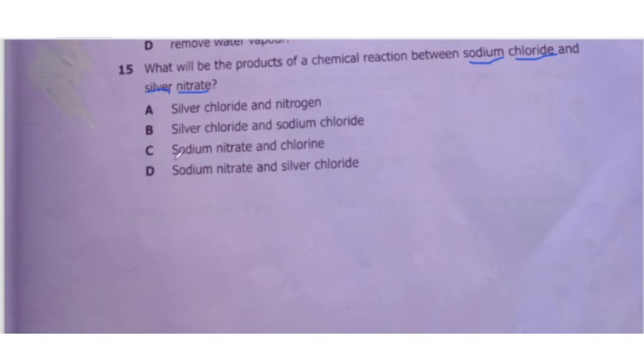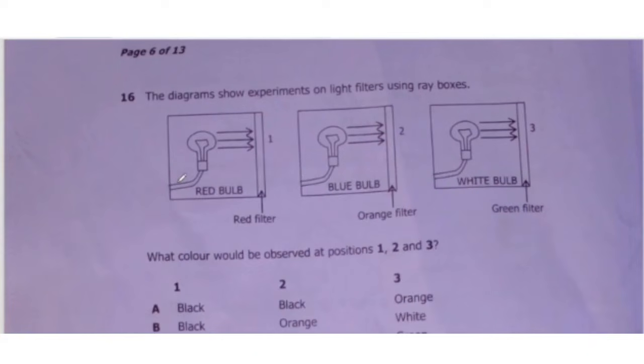Here we have sodium nitrate and chlorine. Where is silver? Where has the silver gone? You can see the only answer that has all the elements in here is D, which is sodium nitrate and silver chloride. Now when you look at this, they have just swapped their partners. So that is the correct answer, D. Unless you have questions, I will be able to respond to you. We go to question number 16.